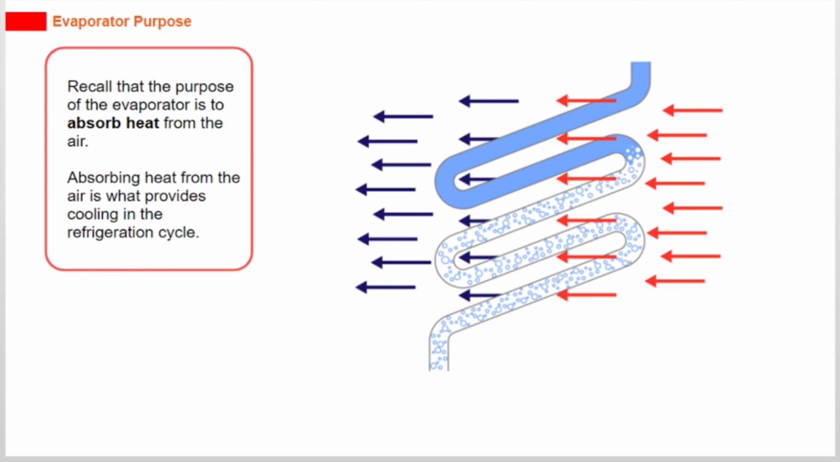Recall that the purpose of the evaporator is to absorb heat from the air. Absorbing heat from the air is what provides cooling in the refrigeration cycle.